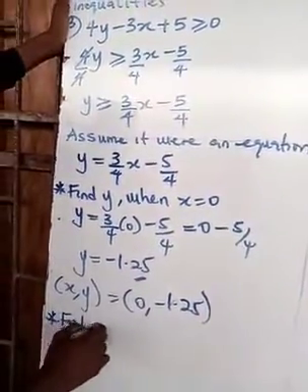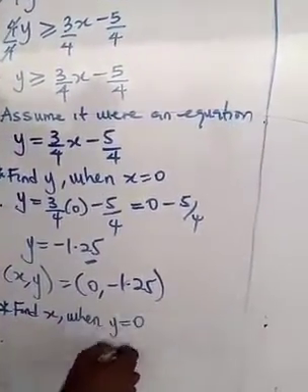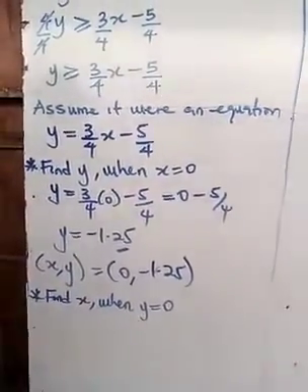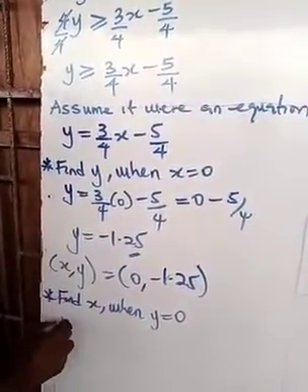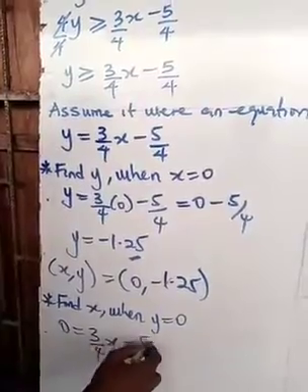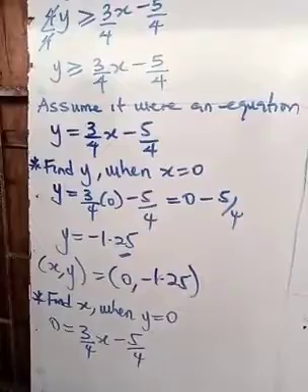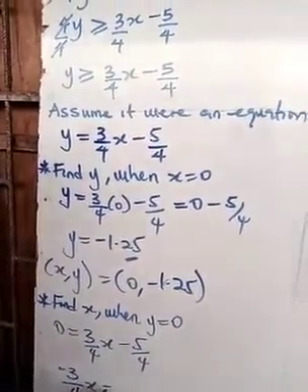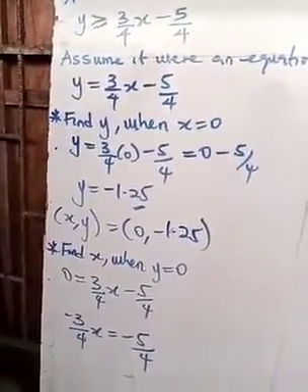Now find x when y equals to 0. So if you are looking for x when y equals to 0, so this is 0 equals to 3 over 4x minus 5 over 4. Now if this 3 over 4x comes to this side, we have minus 3 over 4x is equals to minus 5 over 4. Now let's cross multiply.